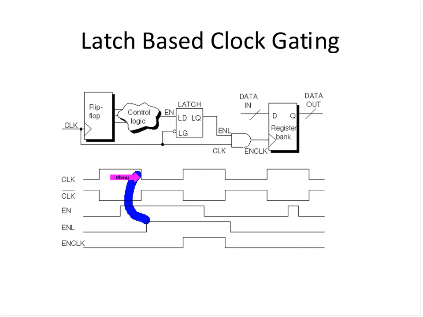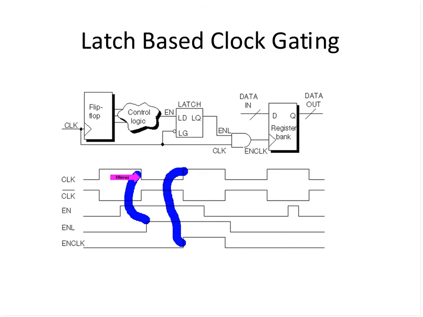Now ENL is ANDed with clock. Since clock is low, EN clock remains low, and the next high edge comes here. This is the trigger point. What it tells us is that whenever EN goes high while the clock is high, there is no effect; the next clock edge will be transferred.